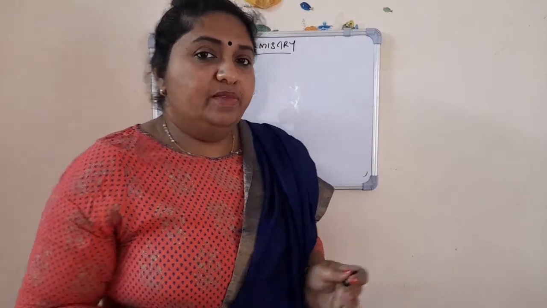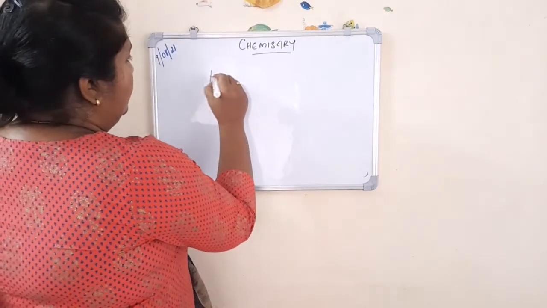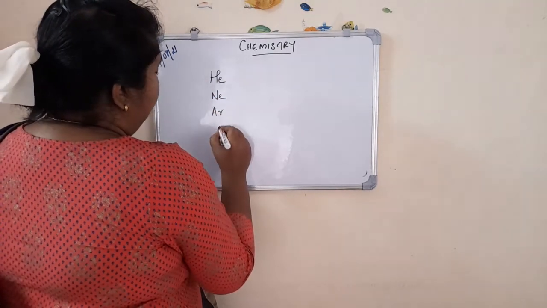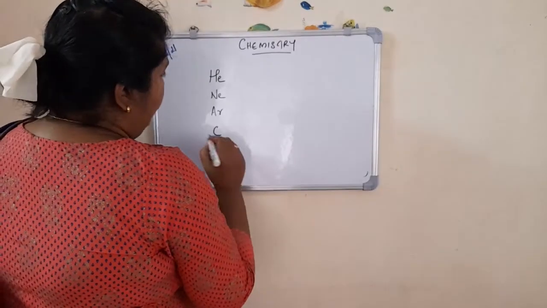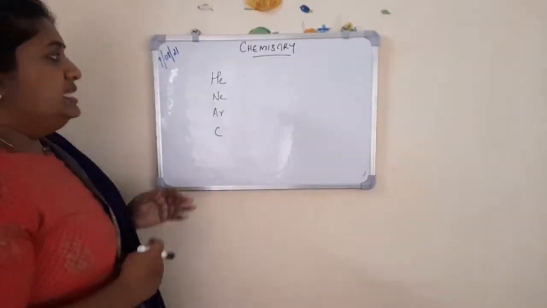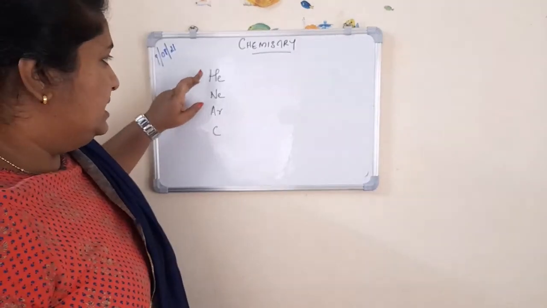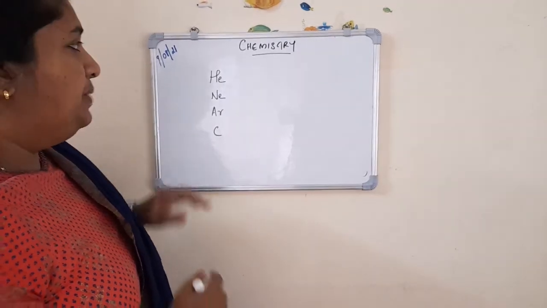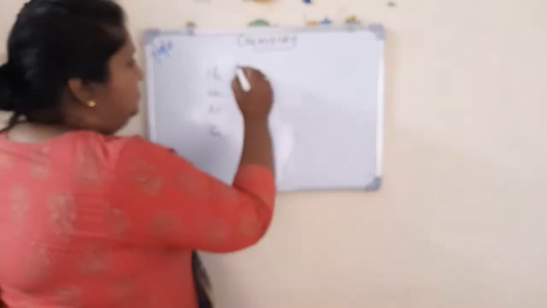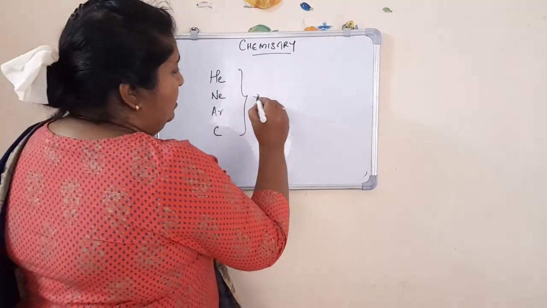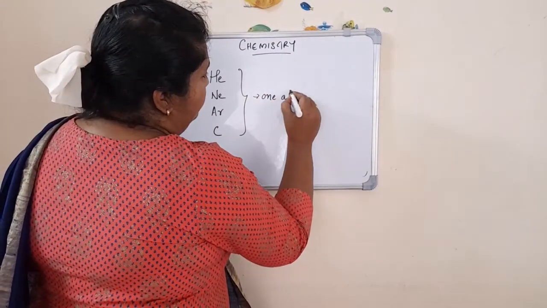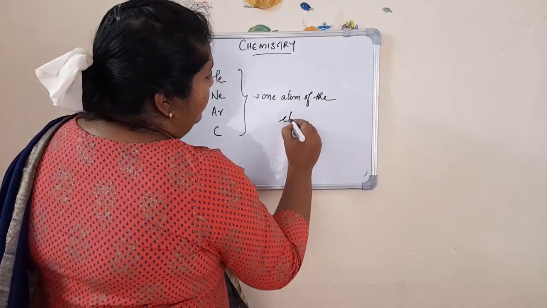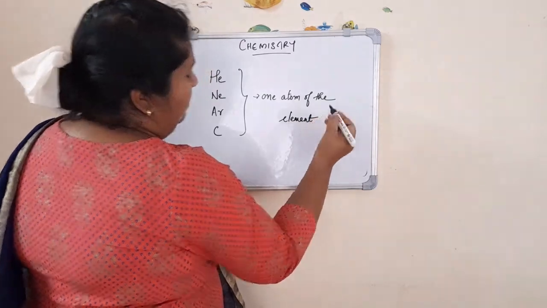Okay, so just for an example, helium, neon, argon, carbon, etc. Now, see, when we are writing like this, there is just helium, neon, argon, carbon, etc. By writing this, we are representing one atom of the element.